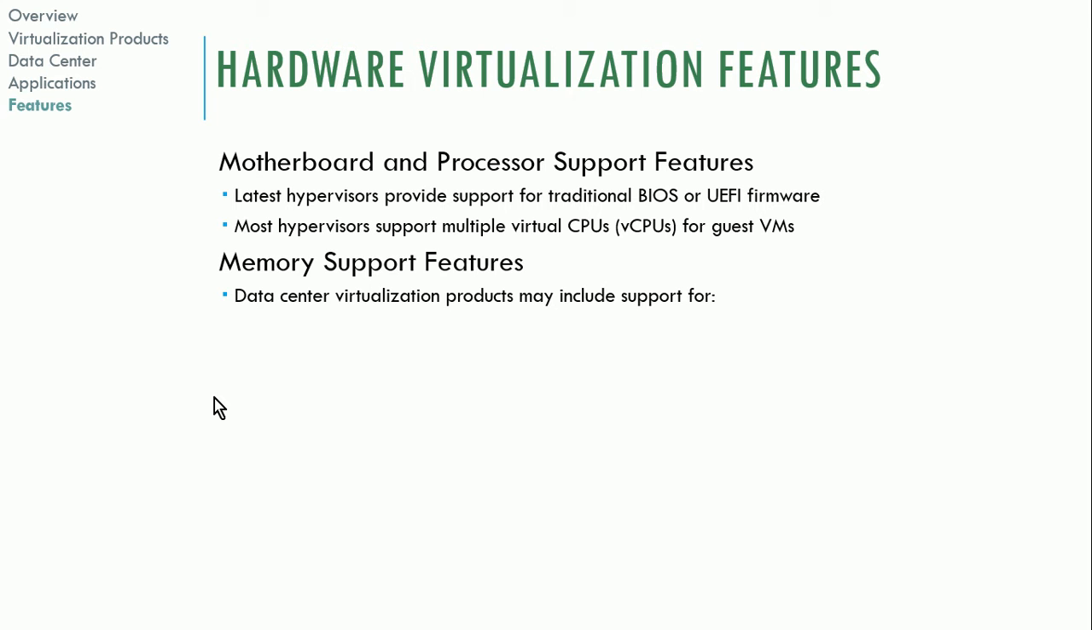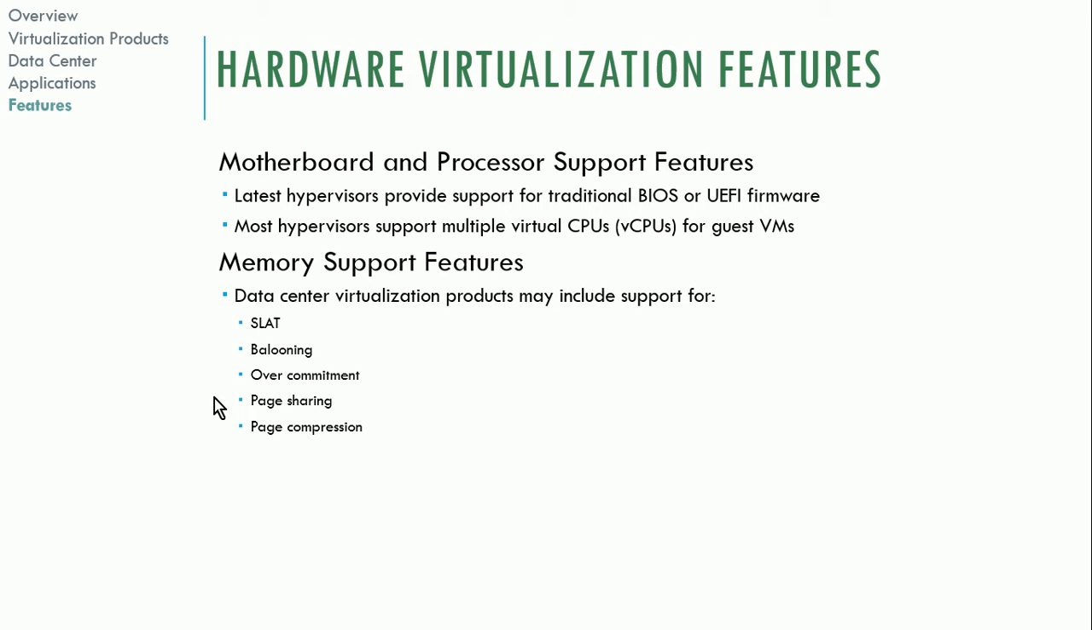As far as memory goes, data center virtualization products can include support for SLAT, ballooning, overcommitment, and page sharing. I'll talk a little bit from a high level here. You would think that memory utilization would be as simple as taking a finite amount of memory and dividing it up amongst the guest operating systems. But not everyone's using all the memory at the same time.